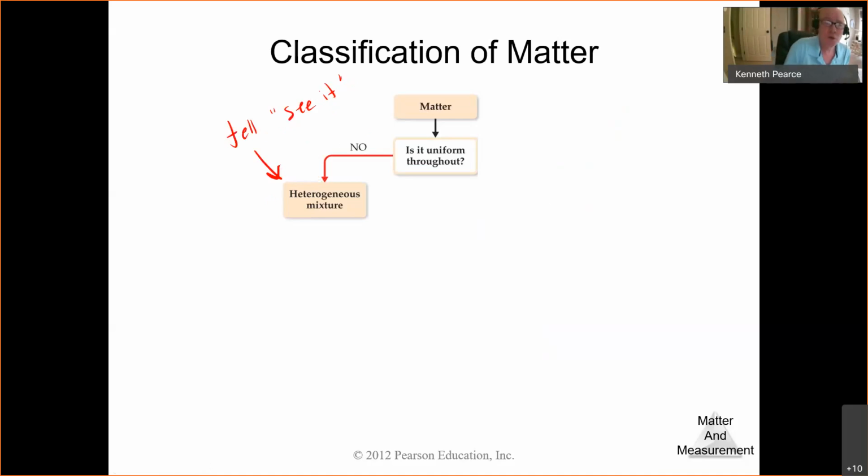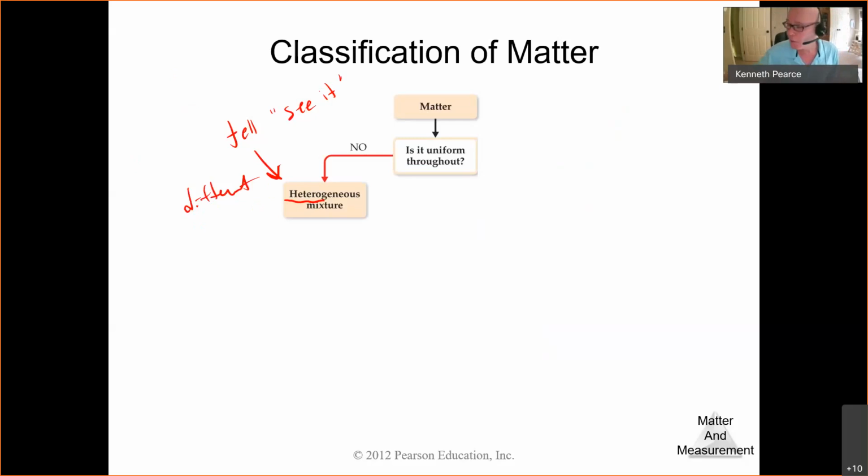Also heterogeneous. Hetero means different. All right. And so anytime you see something where it's different anywhere around it, then that's automatically heterogeneous. Like, for instance, soil. If you go outside and you pick up a chunk of soil, different parts of that soil are going to be a little bit different.